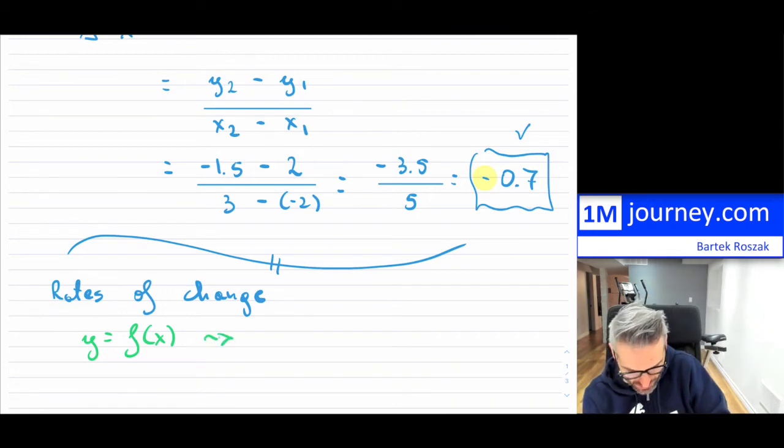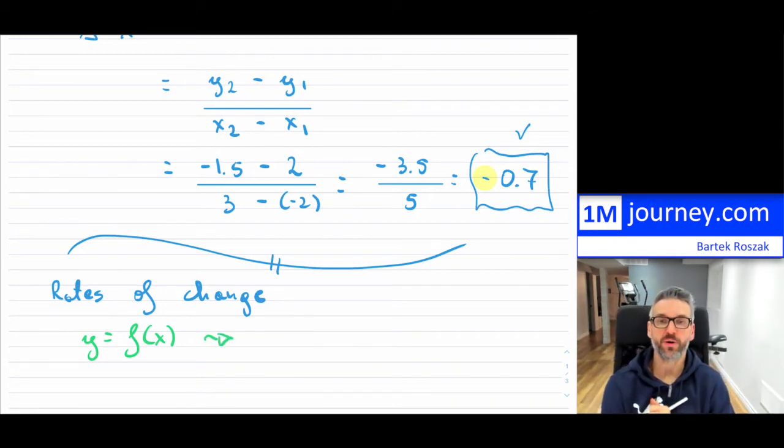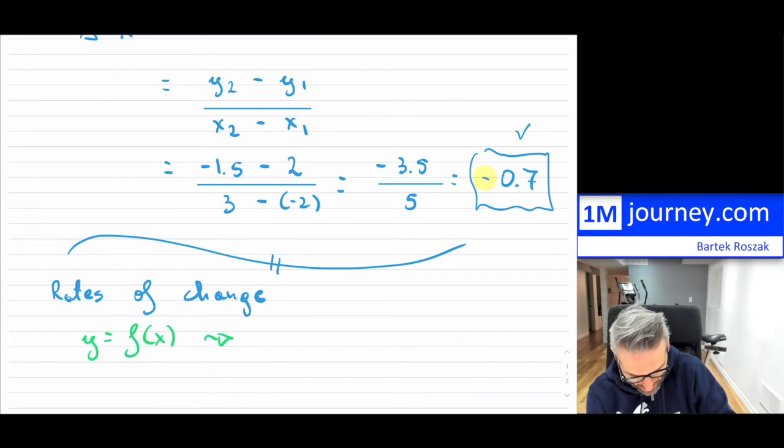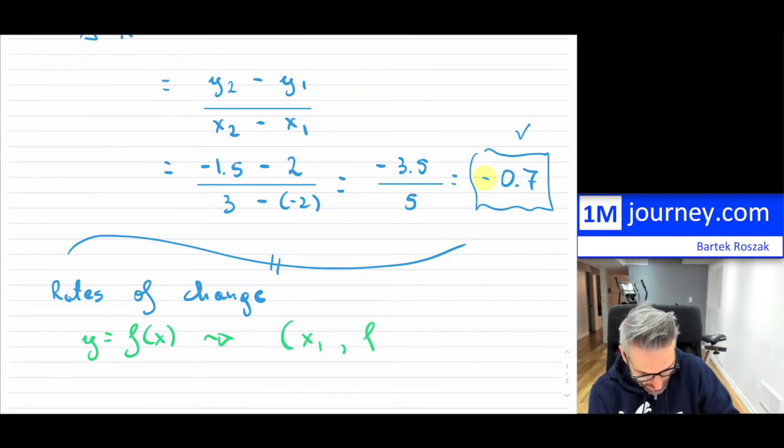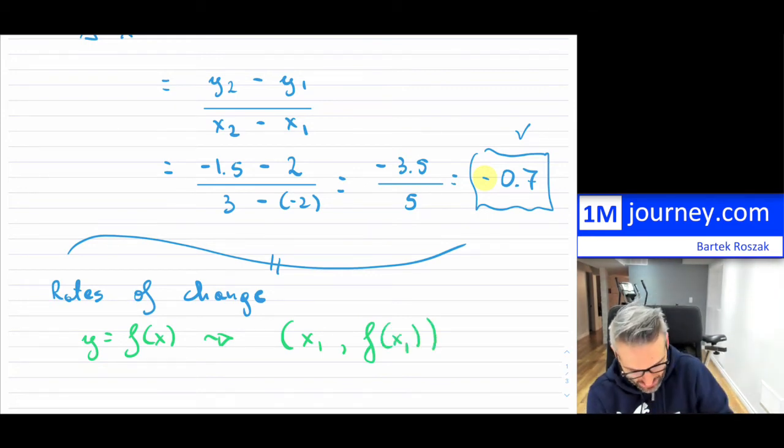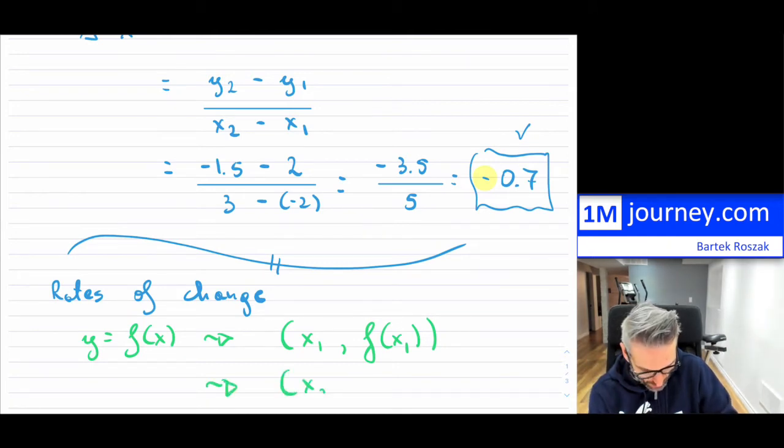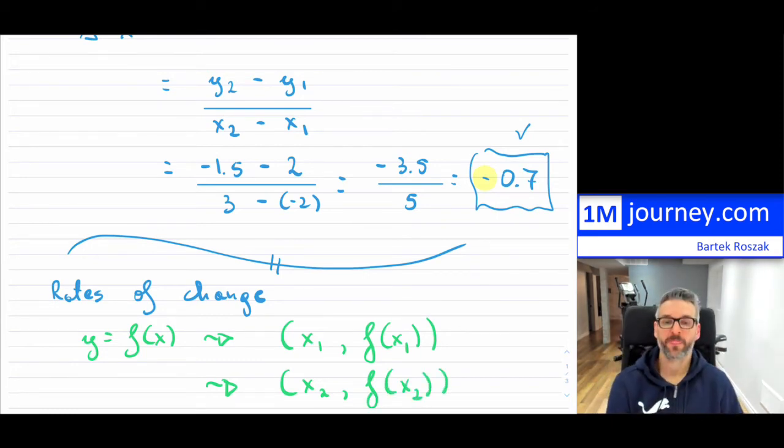Now, because we could take any 2 points, let's say maybe 1 point, which was x1, so 1 input, and we would need our y value to be the output of our function. So let's say that's point 1. And then we would take, let's say, maybe another point, x2, and we would substitute it in here, and we would get the second one.